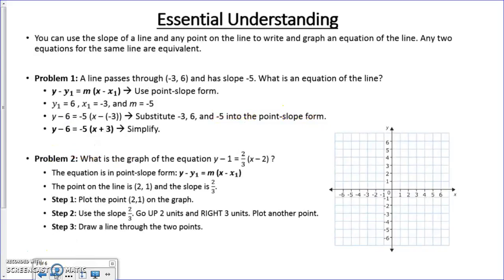Essential understanding. You can use the slope of a line and any point on the line to write and graph an equation of the line. Any two equations for the same line are equivalent.